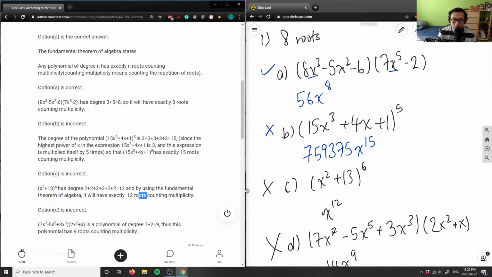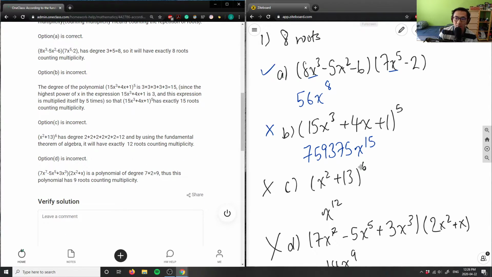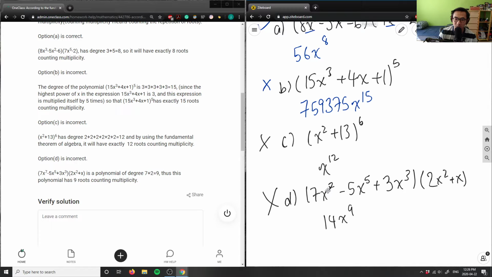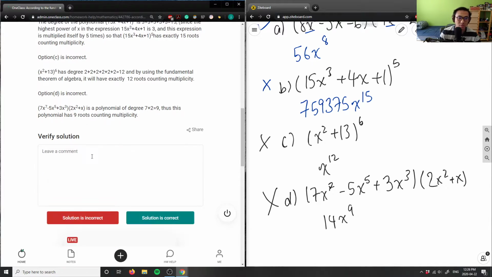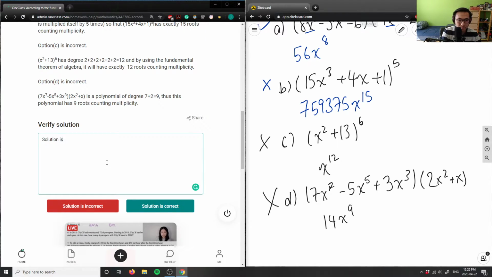C here has 12 roots because x squared to the power of 6 is x to the power of 12. And then finally, 7x to the power of 7 times 2x squared would give me 14x to the 9, and they said 9 roots counting multiplicity. So the solution here is correct. Correct. Good analysis.